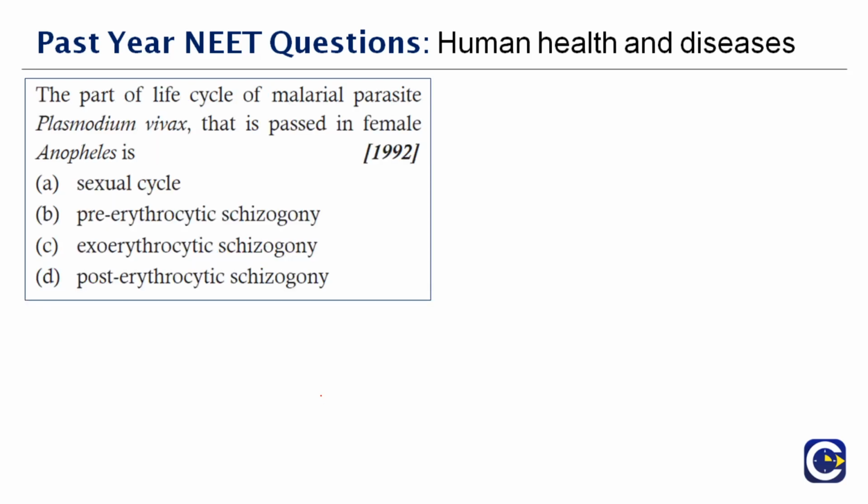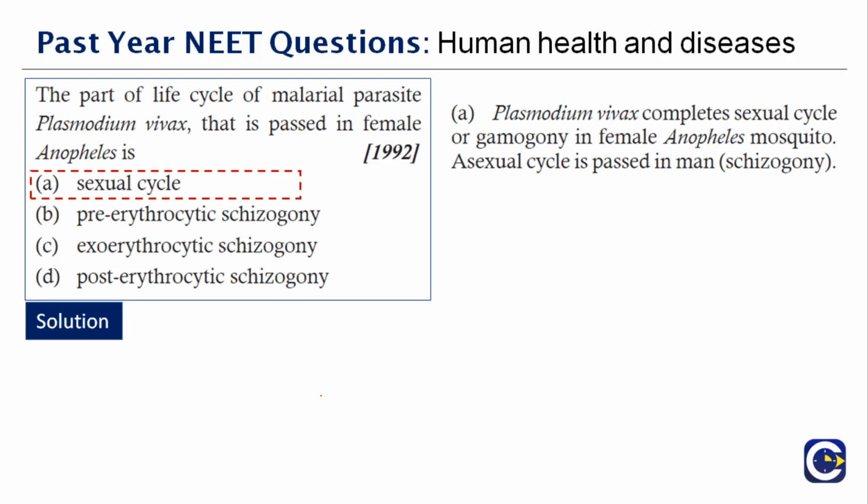Next question here. The part of life cycle of malarial parasite Plasmodium vivax that is passed in female anopheles is actually dash. So the one that completes in the mosquito is actually the sexual life cycle, and the one that is completed in the human, in the erythrocytes and the liver, is the asexual cycle. So Plasmodium vivax completes the sexual cycle of gamogony in the female mosquito, while the asexual life cycle is passed in man, which is called schizogony. Therefore the right answer is option A.